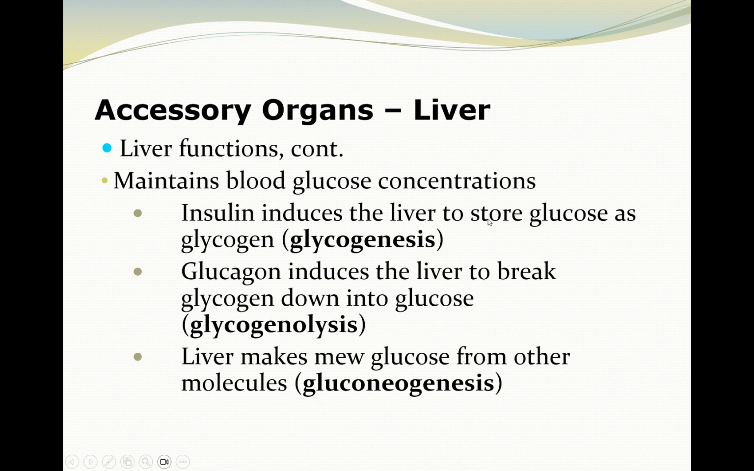The liver will also maintain blood glucose concentrations. Insulin will induce the liver to store glucose as glycogen. Glucagon induces the liver to break glycogen down into glucose, and then the liver will make new, that says new, not mu, new glucose from other molecules, and that's called gluconeogenesis. So glycogenesis is when the insulin induces the liver to store glucose as glycogen, so glycogenesis.